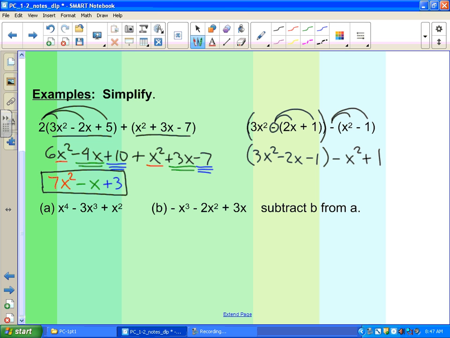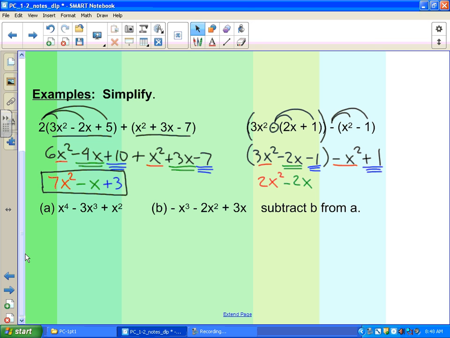All right, now I can remove the parentheses and think about all of my like terms. So 3x squared minus x squared gives me 2x squared. Then I have a negative 2x, which is the only x term I have, so that stays. And I have the negative 1 and the positive 1. They're canceling each other out. So I end up with just 2x squared minus 2x.